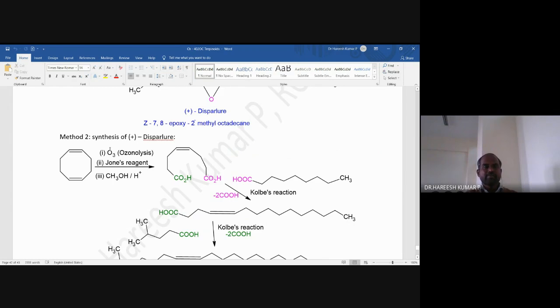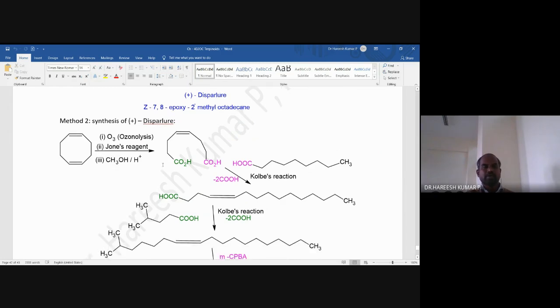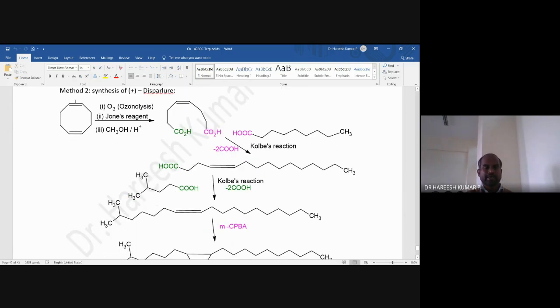And the second one, it's method two, synthesis of Disparlure. So here what I am taking is cyclooctadiene. The name of this compound is cyclooctadiene. So this cyclooctadiene, when it is subjected to ozonolysis, ozonolysis means converting one of the double bonds to aldehyde, and then that aldehyde is treated with the Jones reagent.